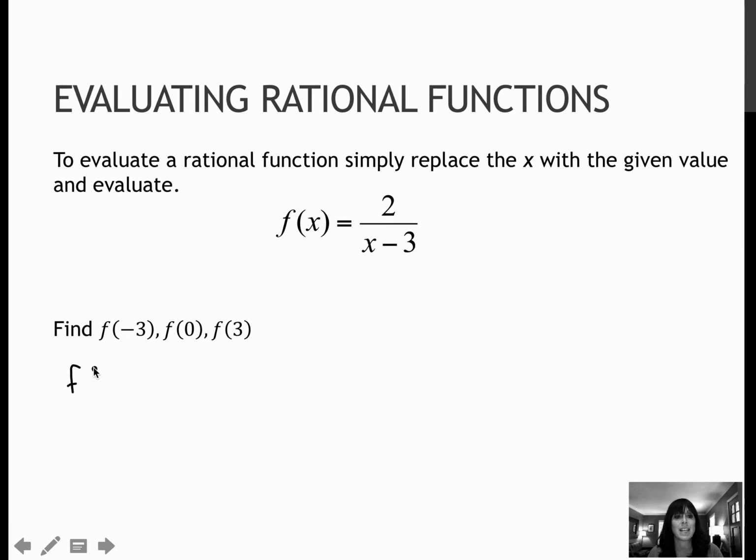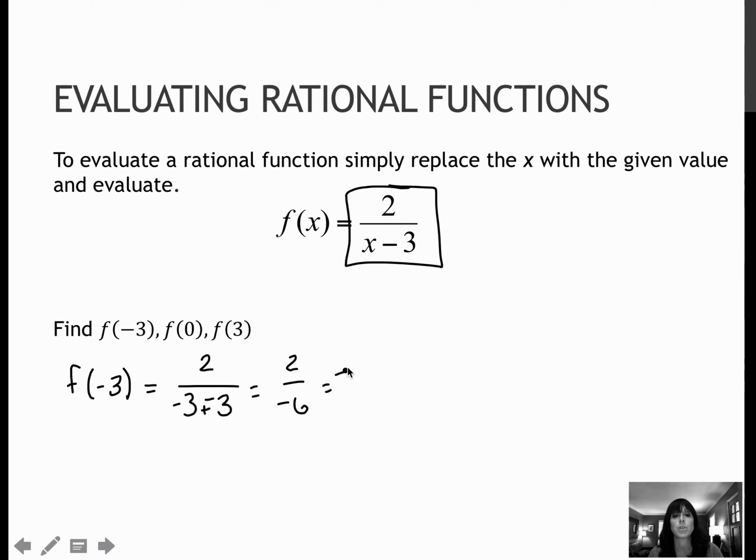So if they want me to find f of -3, that means I'm taking this expression, which is my rational function, and instead of x, I'm plugging in -3 and then reducing. So 2 over -3 minus 3, I'm going to keep flip change, and then of course I would just reduce to -1/3. F of 0 would be 2 over 0 minus 3, or 2 over -3. Typically we'll put that negative out front.